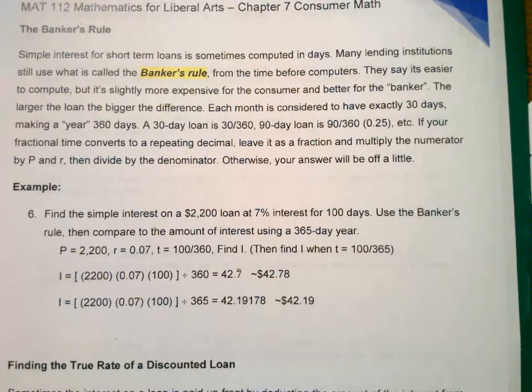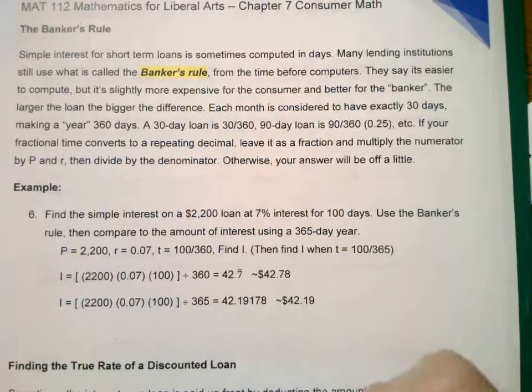So if your fractional time converts to a repeating decimal, leave it as a fraction and multiply the numerator by P and R and then divide by the denominator. Otherwise, your answer will be a little off. So let me explain that.